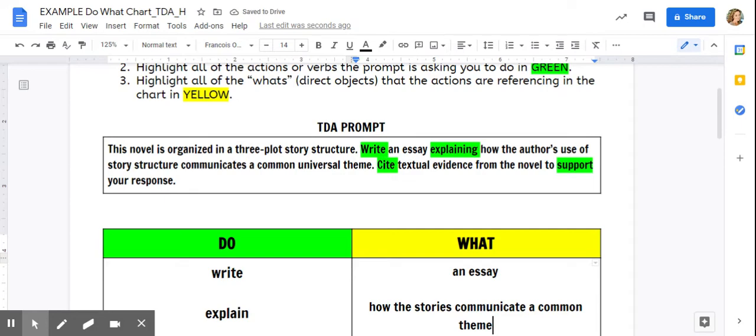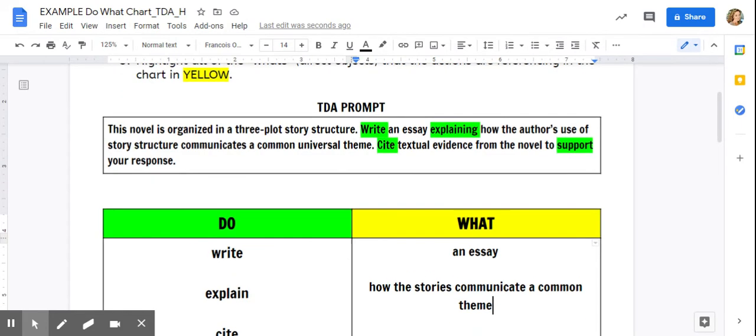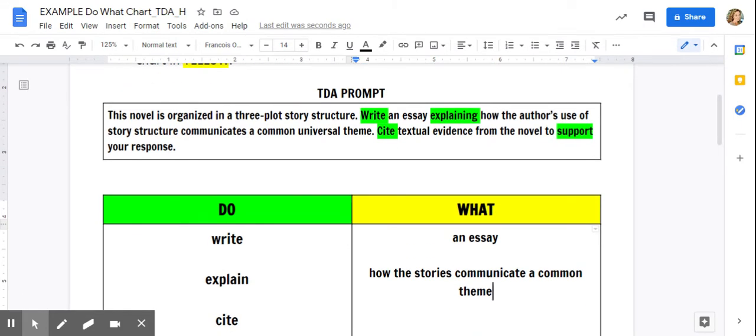All I did was I just kind of pulled out the main words from the prompt just to clarify it for myself. So in this essay, my job is to explain how each of the three stories, the Joseph, Isabel, and Mahmoud story, how all three of those communicate one common theme. So what that means is I have to pick one theme that all three stories teach. Okay, one big lesson.